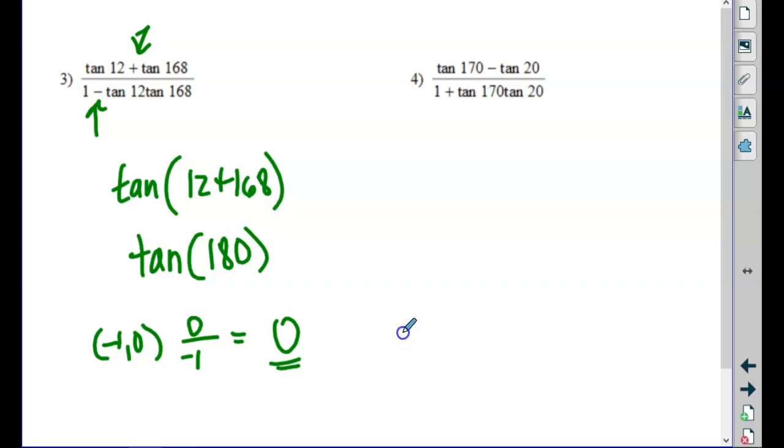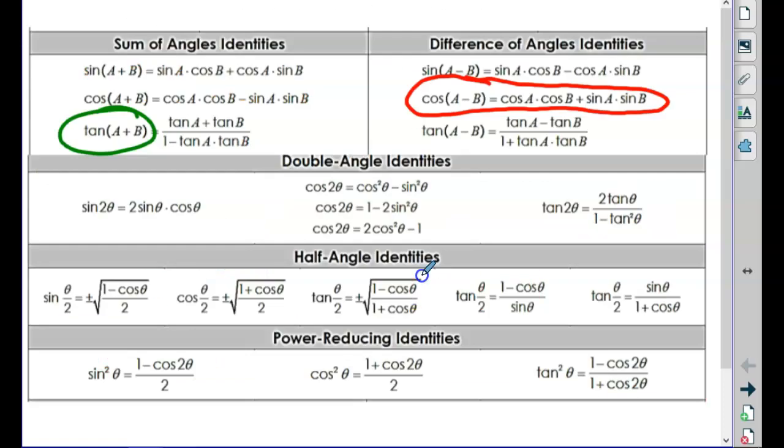Okay, I feel like some of you have no idea what I'm doing. Brandon, are you doing this with us? Okay. So you should be looking at this side of this section of the reference sheet. Everybody good?